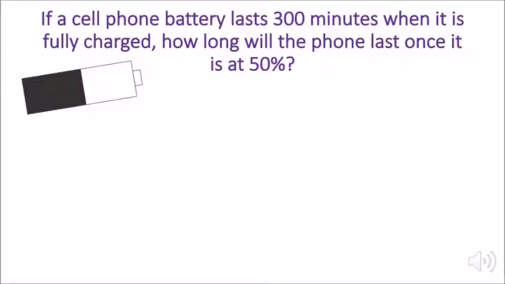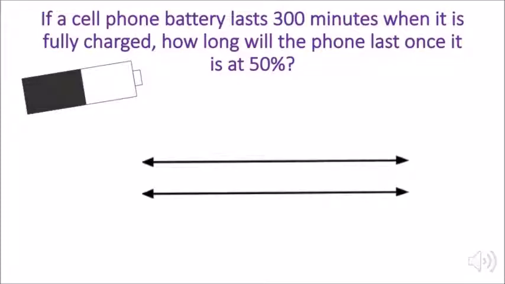Let's begin with the problem. If a cell phone battery lasts 300 minutes when it is fully charged, how long will the phone last once it is at 50%? We can begin to solve this problem by drawing a double number line. Label one number line percent and the other number line minutes.